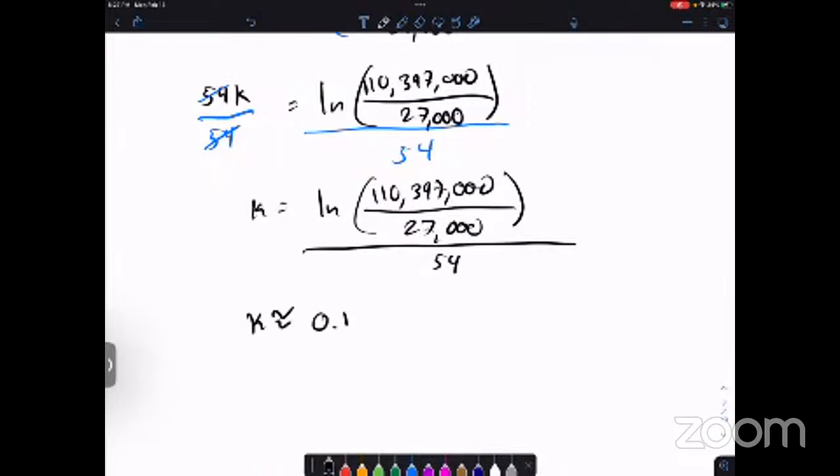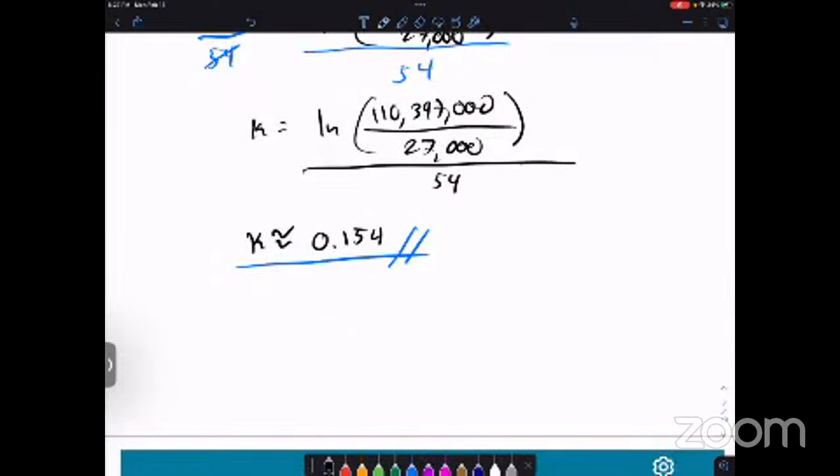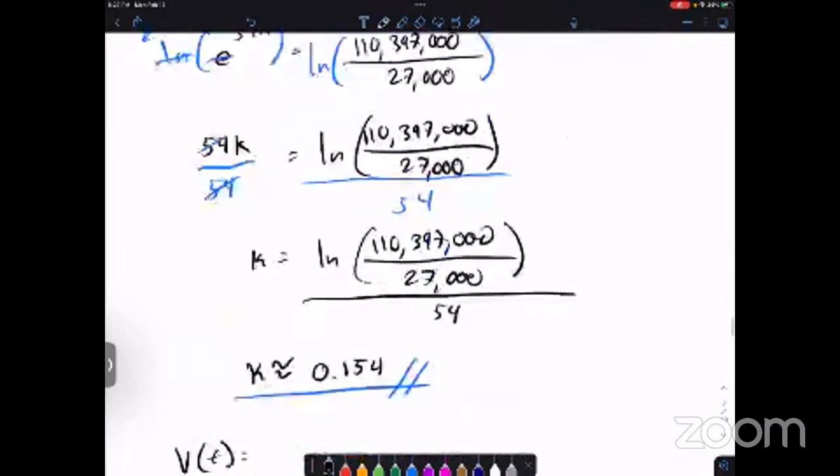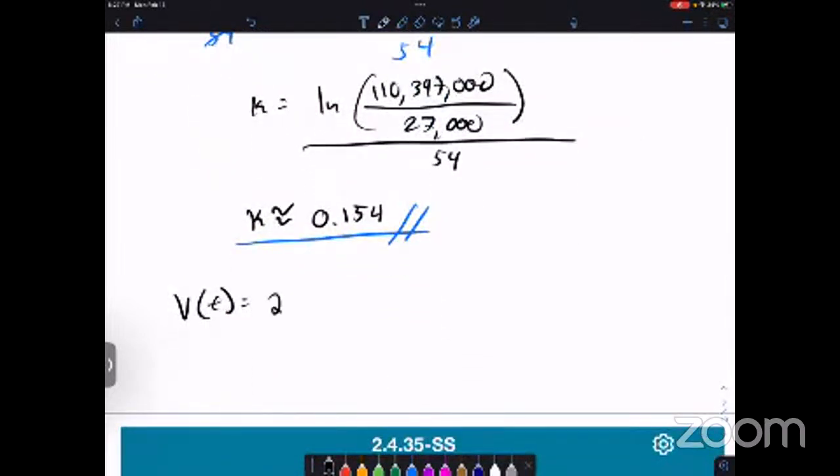Okay, so we got our K, and we got our V naught. So the value of the painting is V of T equals 27,000 times E to the 0.154T.